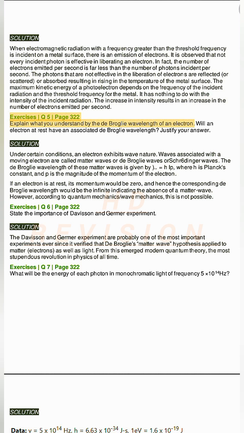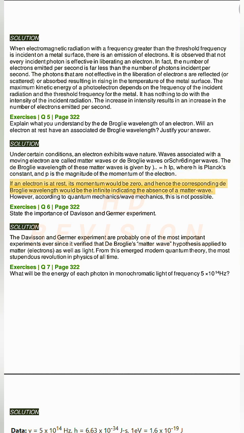Exercises Q5, page 322. Explain what you understand by the de Broglie wavelength of an electron. Will an electron at rest have an associated de Broglie wavelength? Justify your answer. Solution. Under certain conditions, an electron exhibits wave nature. Waves associated with a moving electron are called matter waves, or de Broglie waves, or Schrödinger waves. The de Broglie wavelength of these matter waves is given by λ = h/p, where h is Planck's constant, and p is the magnitude of the momentum of the electron.